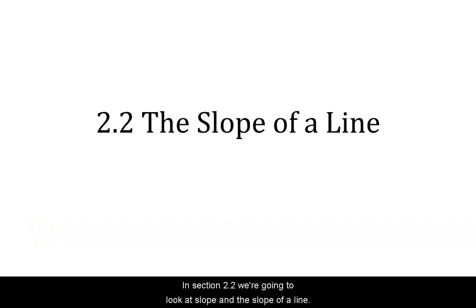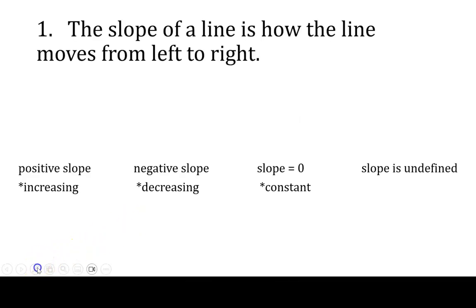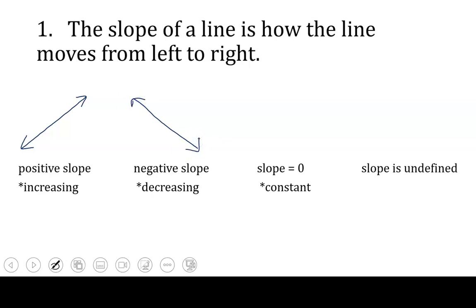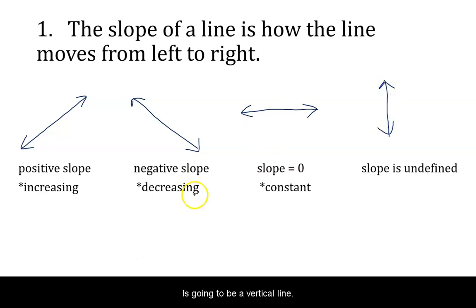In section 2.2, we're going to look at slope and the slope of a line. The slope of a line is just how the line moves from the left to the right. So a positive slope is increasing, so it looks like that. A negative slope goes the opposite way. When the slope equals 0, so a constant, that is going to be a horizontal line. And then a slope as undefined is going to be a vertical line.